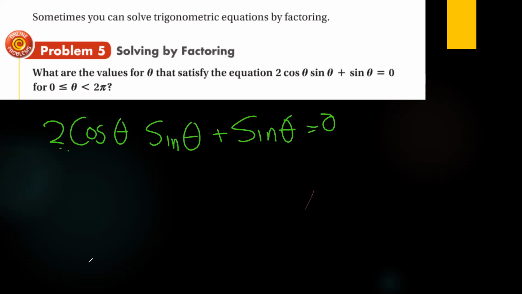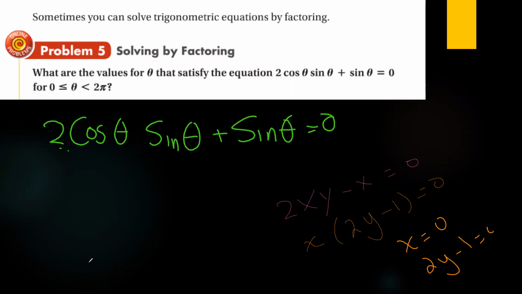It's like 2xy minus x equals 0. When you solve it in Algebra 1, we took x as a common factor. So we have x times 2y minus 1 equals 0. Then we say that if we have two parentheses multiplied and equal to 0, one of them will be 0. So x could be 0, and 2y minus 1 could be 0. This is how to solve it in Algebra 1.